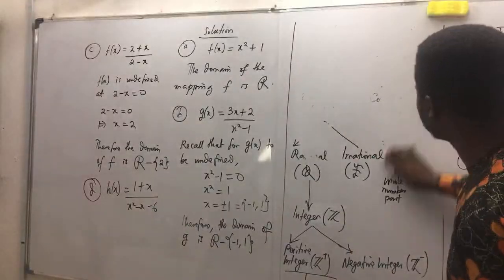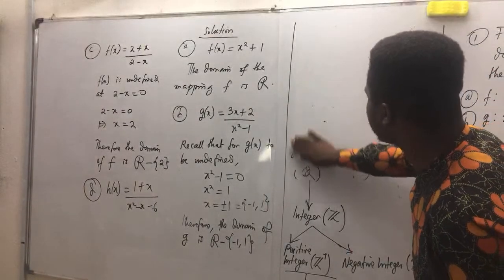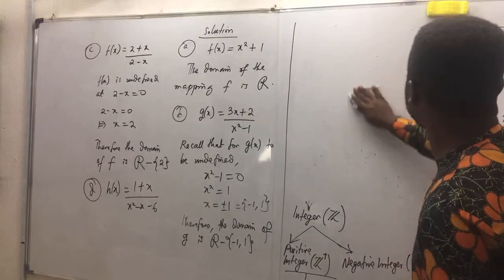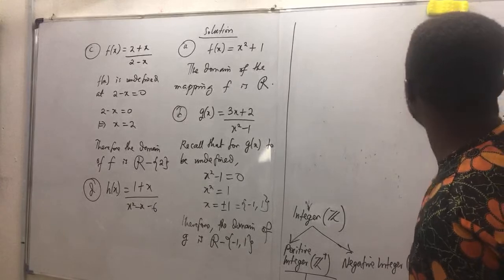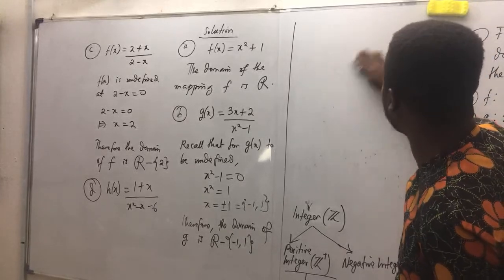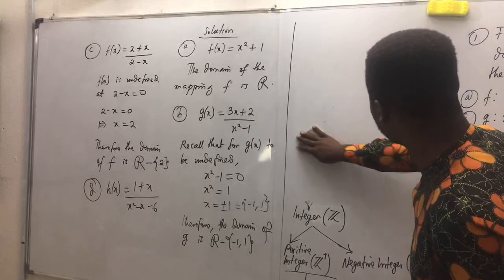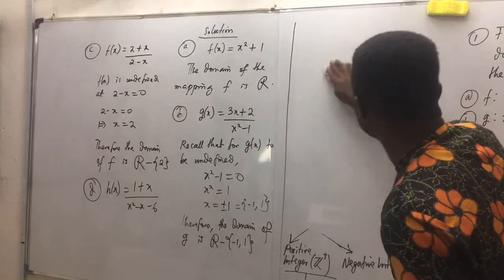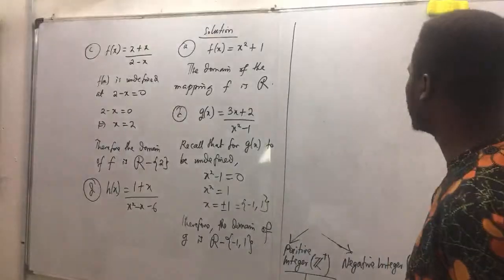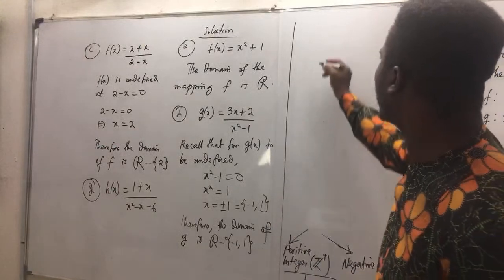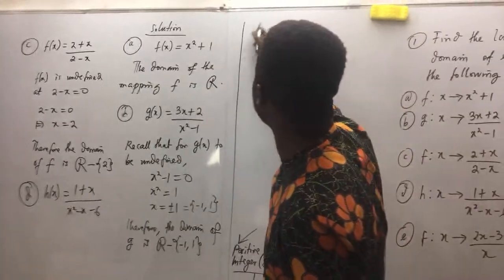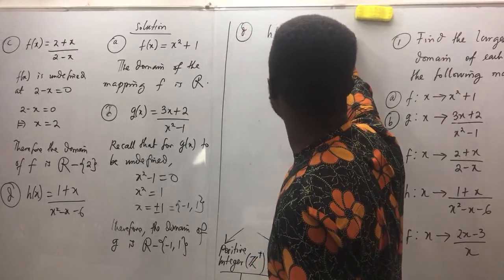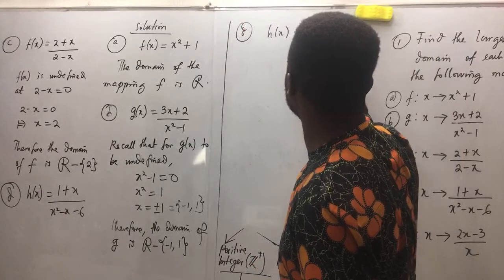Okay? So what are we going to do? Notice that for us to solve that problem, we must start with obtaining the values of x for which the denominator of that function will become 0. So that is what we have to do. Let's bring the function over here. Question 1D: h of x is equal to 1 plus x all over x squared minus x minus 6.